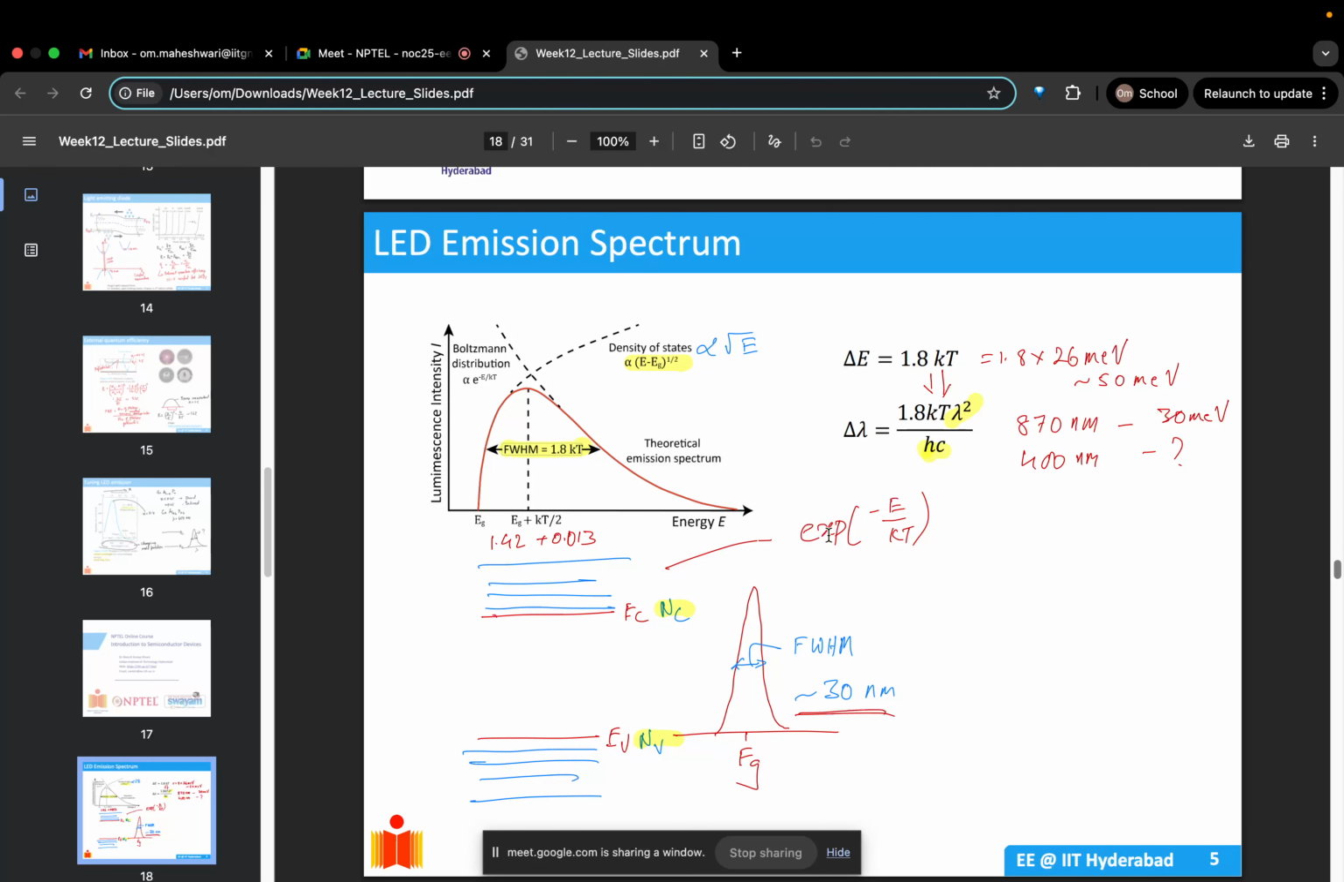So this is the typical LED spectrum, intensity versus energy. We want it to be very concentrated, because if energy is varying too much, it's like very varied wavelengths and intensity will be less. And this is how the relation between delta E and delta lambda is given. So delta E is 1.8 kT, and delta lambda is 1.8 kT lambda square by hc.